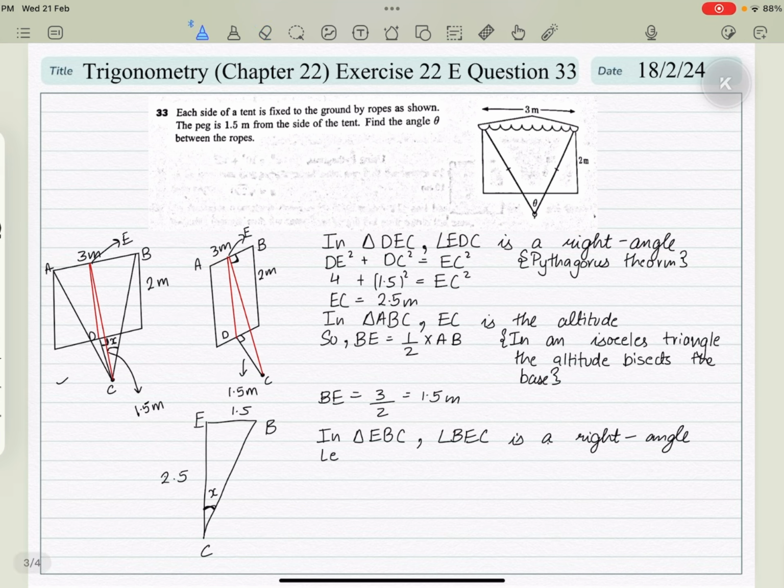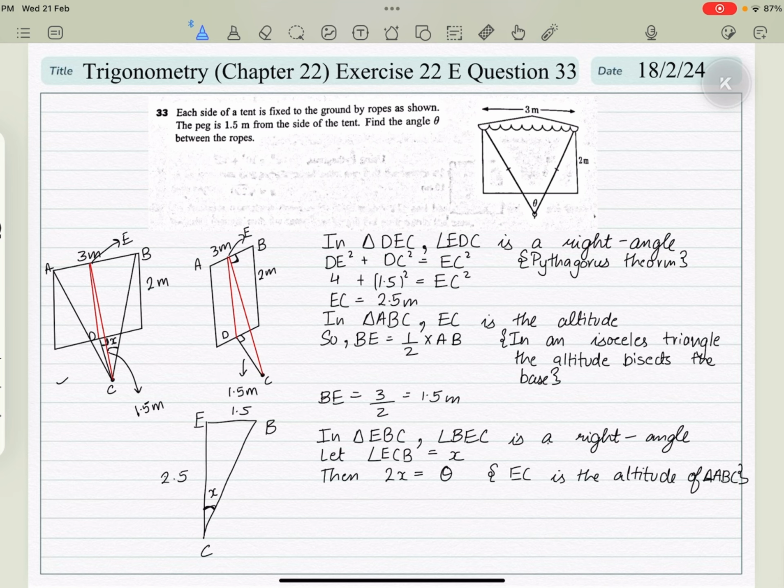Let's write it here. Let angle ECB be equal to X. Then 2X is equal to theta, because EC is the altitude of triangle ABC.